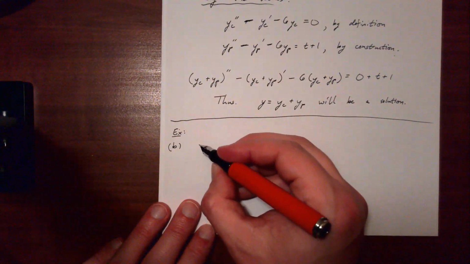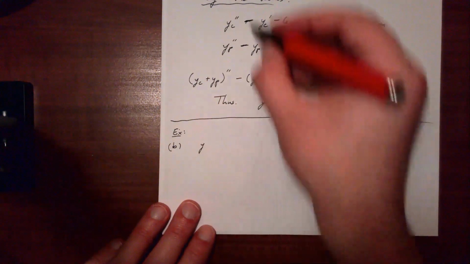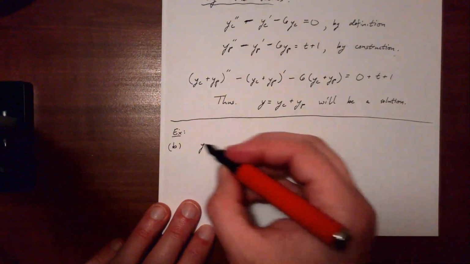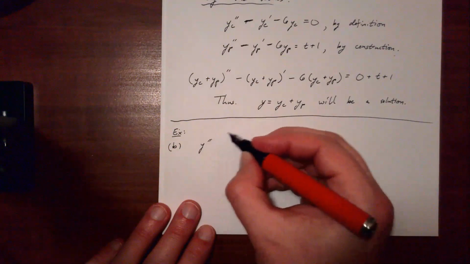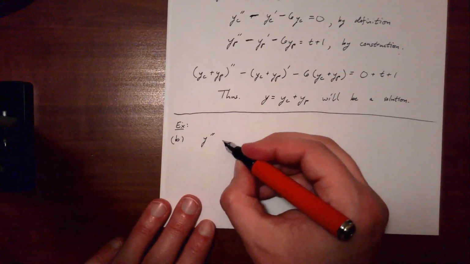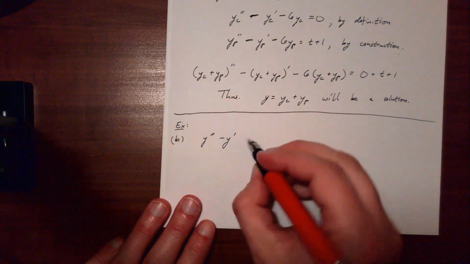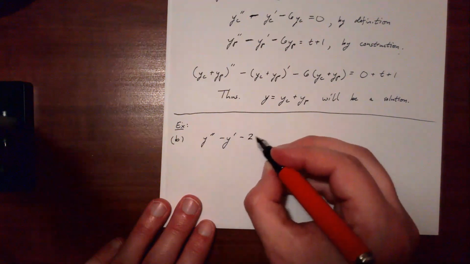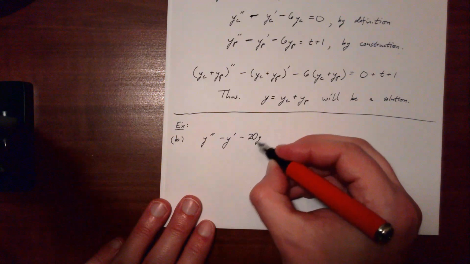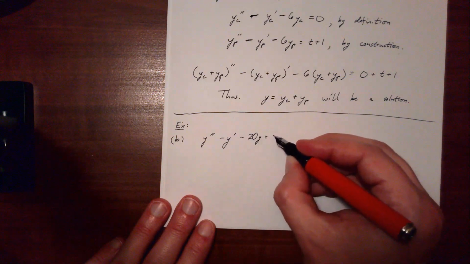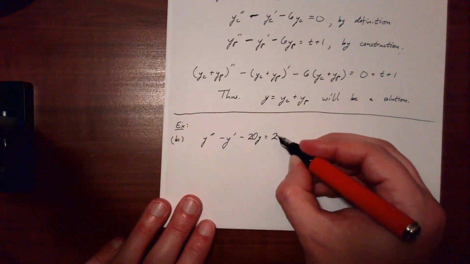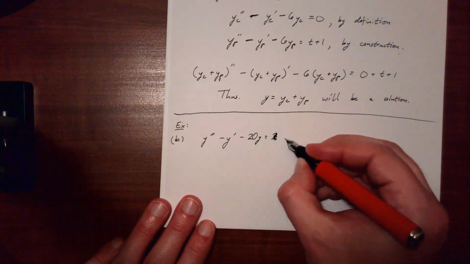So this is just example B in the same series as before. Pardon the interruption, but that's just why it worked. So let's think about this now. So let's go y double prime minus y prime minus 20y equals e to the 2t.